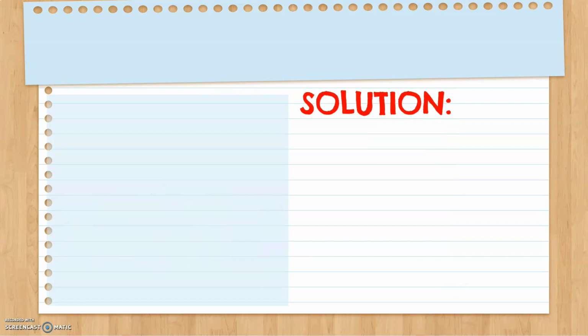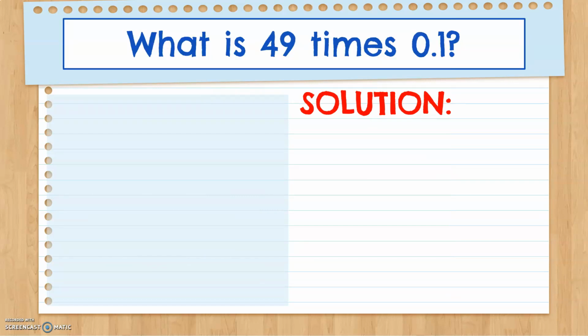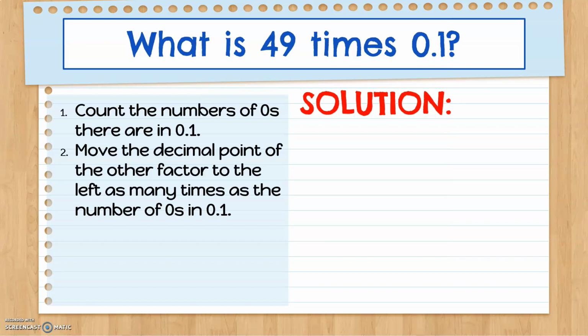So what do we mean by that? Okay, let's have the first example. What is 49 times 0.1? Again, these are the steps that we'll follow. So let's align first 49 and 0.1. If you follow the steps we had earlier, this is how it will go. 1 times 9 is 9, 1 times 4 is 4. Then we have one decimal place here. So our answer will also have one decimal place. So it's 4.9.